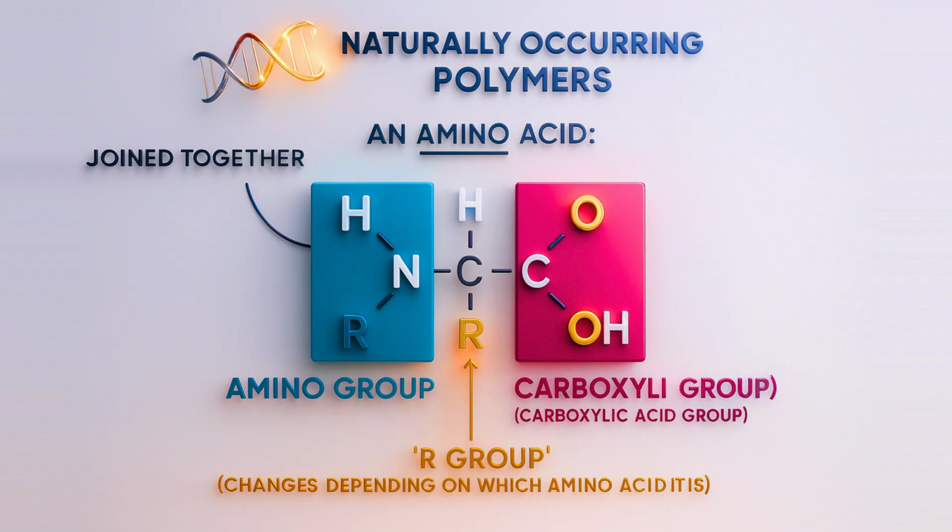Each amino acid has two main functional groups. One is the carboxyl group, which is also called the carboxylic acid group, and the other is the amino group. Both of these functional groups are connected to a central carbon atom, which also has a third group called the R group attached to it. The R group is different for each amino acid, and it is what makes each amino acid unique. To help you remember this structure, note that the term amino acid comes from the fact that the molecule contains both an amino group and a carboxylic acid group.